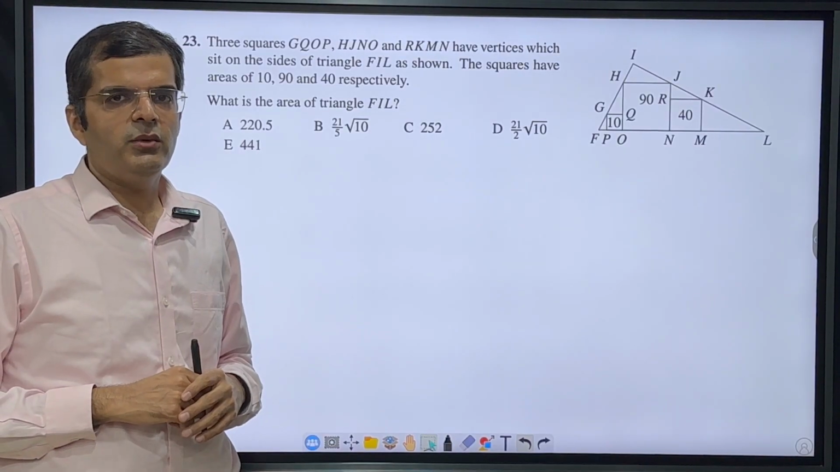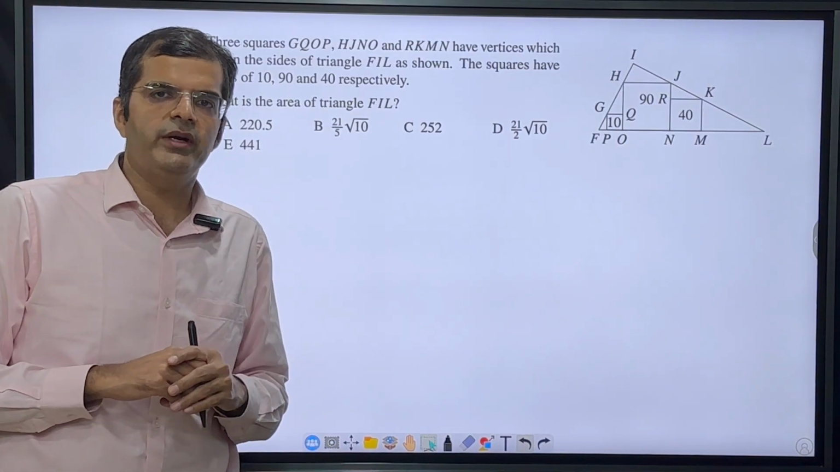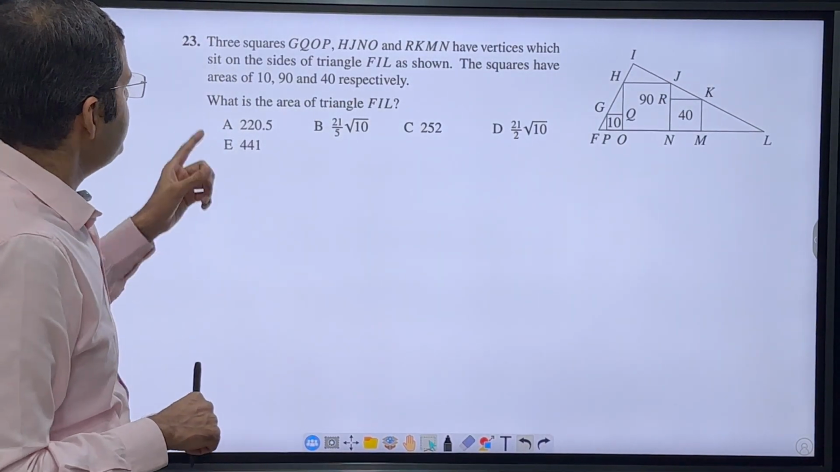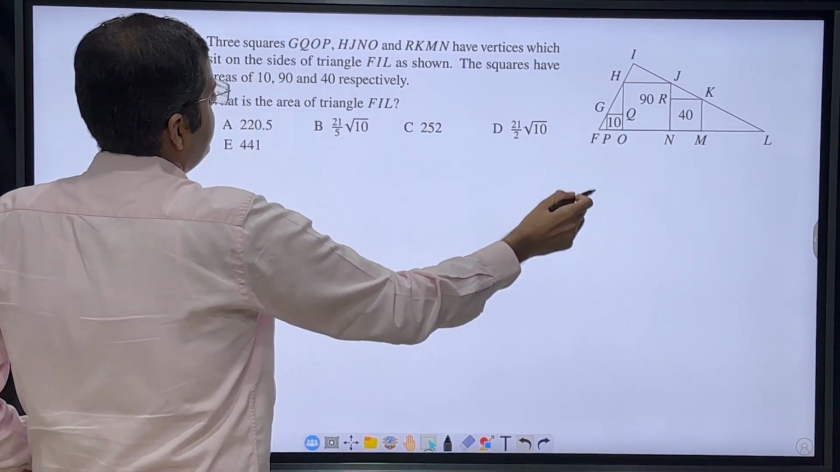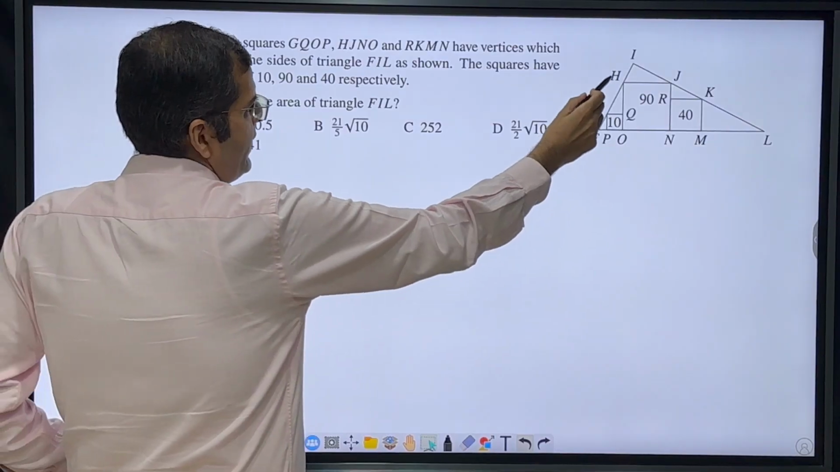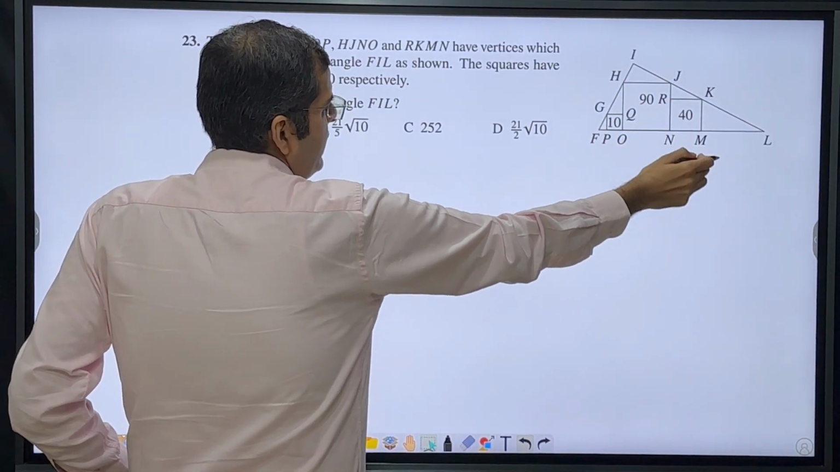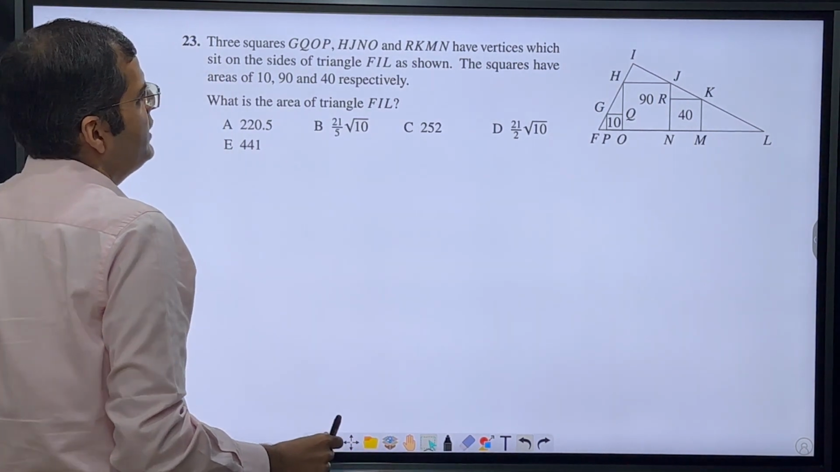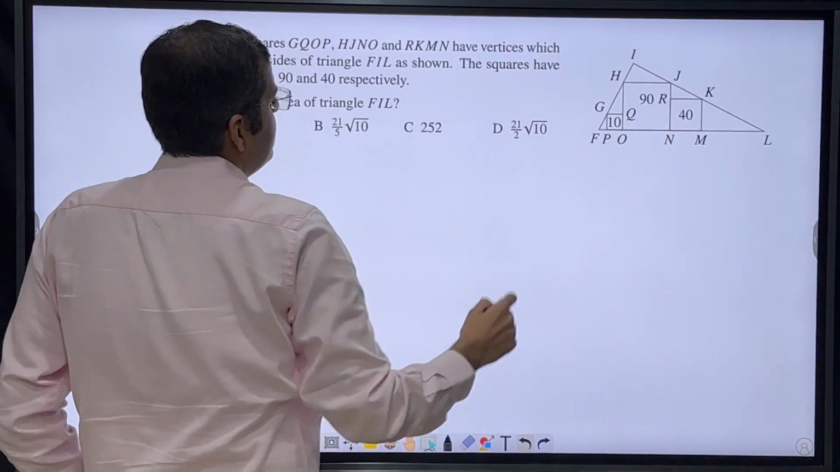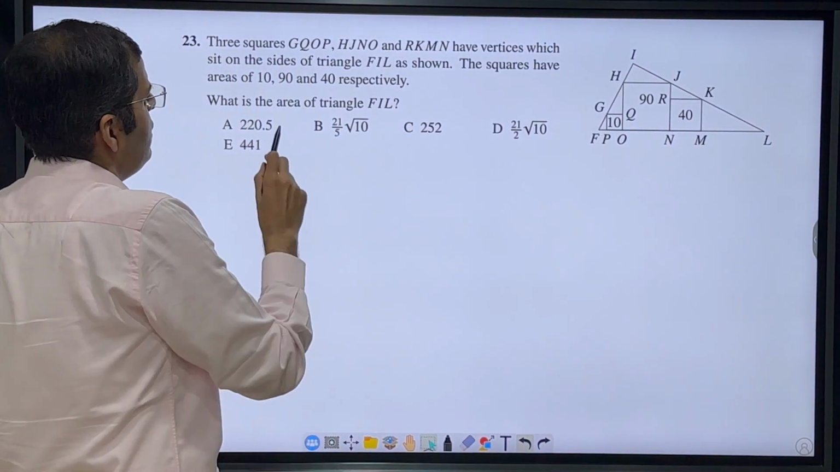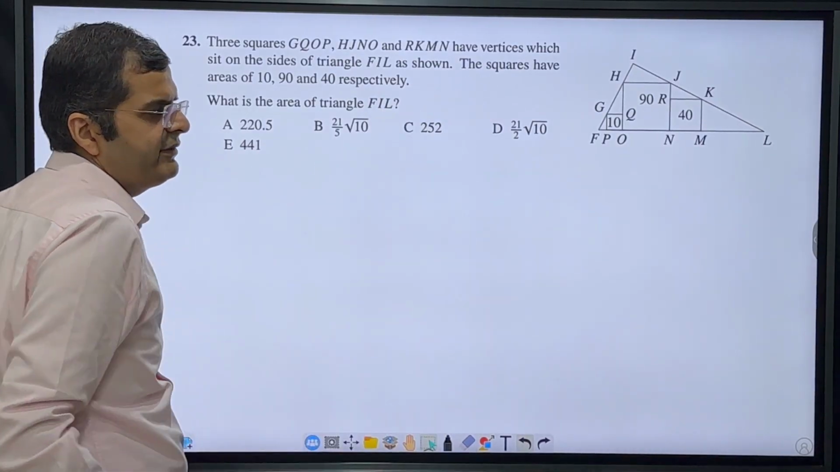This is the 23rd question of the UKMT Senior Mathematical Challenge exam for the year 2022. The question says three squares GQOP, HJNO, and RKMN have vertices which sit on the sides of triangle FIL. The squares are of area 10, 90 and 40 respectively. What is the area of this big triangle?